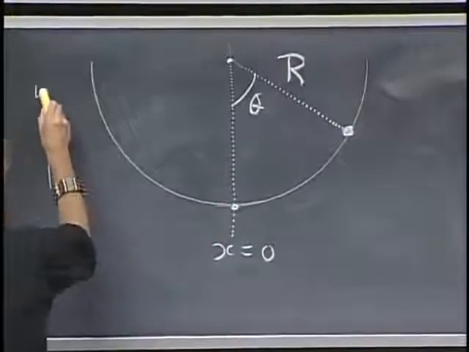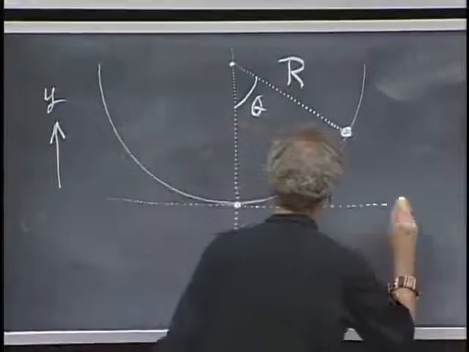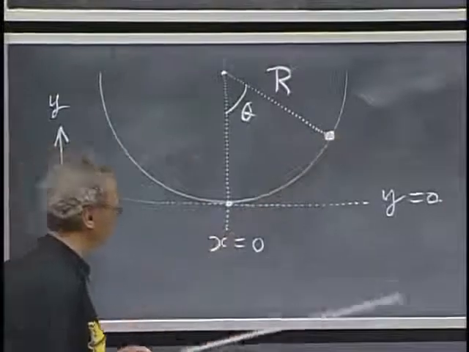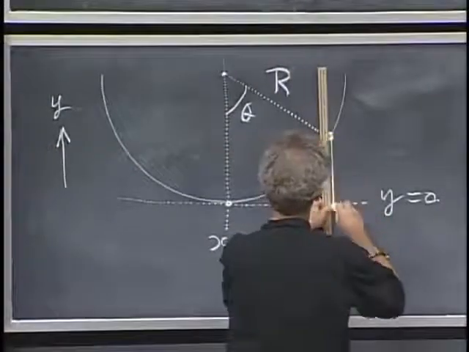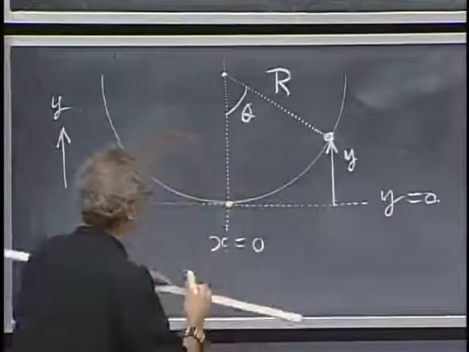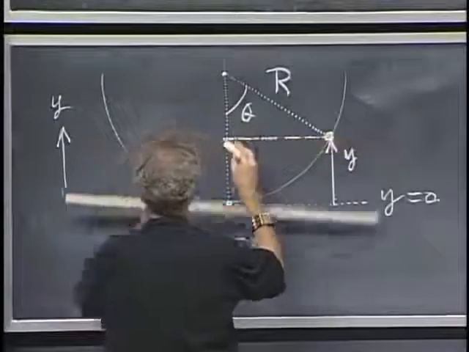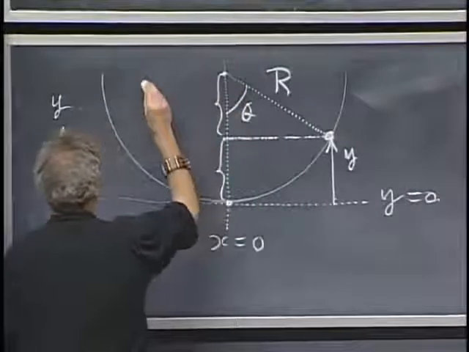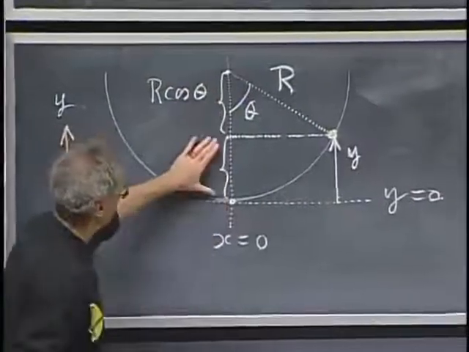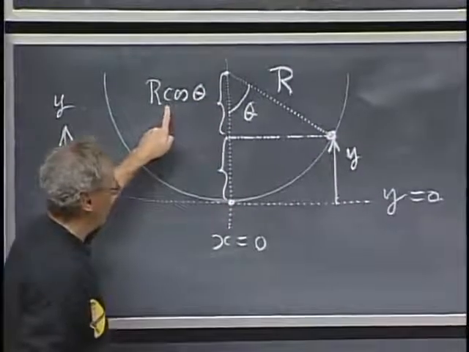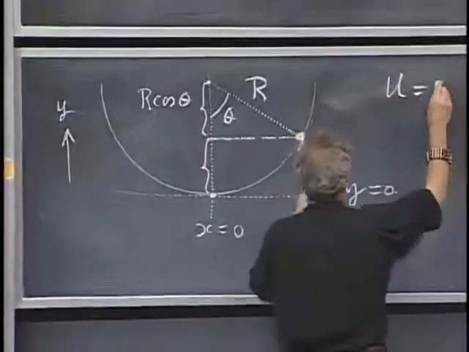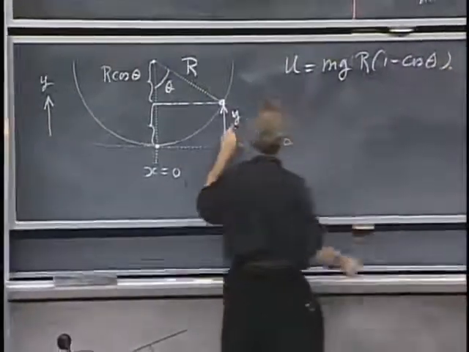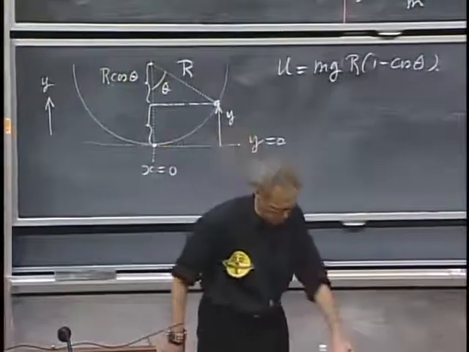This is increasing value of y, and I choose this y equals 0. And so the gravitational potential energy of this object is mgy. So I have to know what this y is, and therefore I have to know what this distance is. That's very easy. This one here equals r cosine theta, and so this one is r minus r cosine theta. So the potential energy equals mg times r times (1 minus cosine theta), if I choose 0 there. I'm free to change that, but that's, of course, a logical thing to do here.